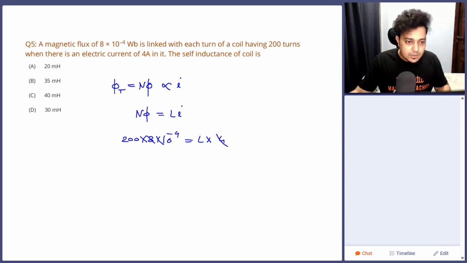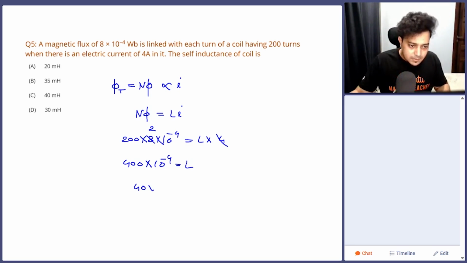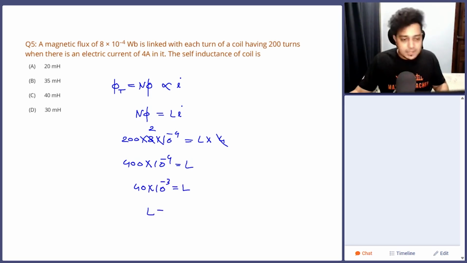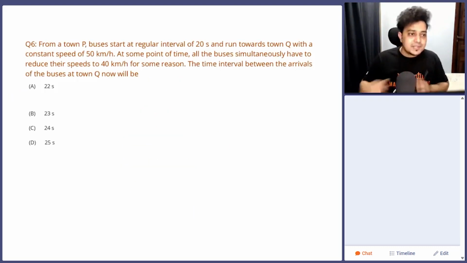So this 4 and this 8 cancel, that will be 2. So we have 400 into 10 raised to minus 4 equal to L. But we want the answer in milli, so adjust the decimal. This will be 40 into 10 raised to minus 3 Henry. That is 40 millihenry. Correct answer will be C. Easy. Let's go. Next question.